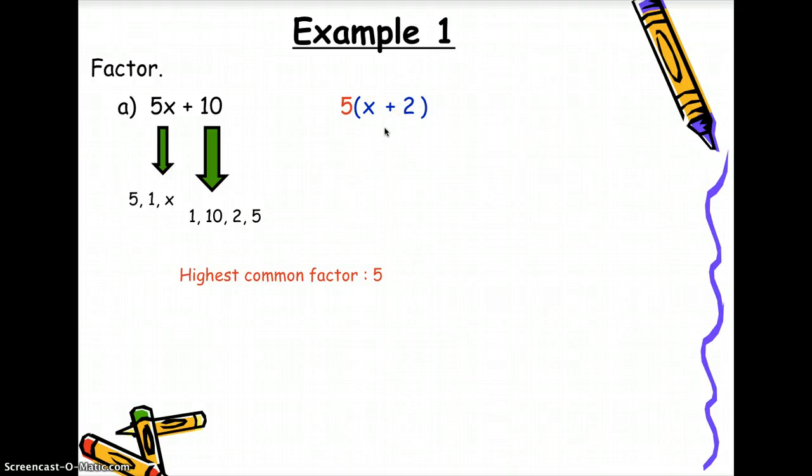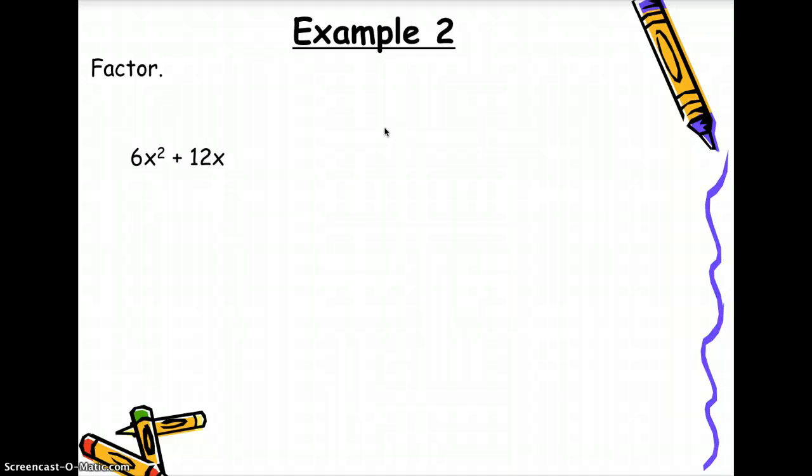Okay, let's have another example. Example 2. You have 6x squared plus 12x. Let's look at the first term first, 6x squared. What are your factors to get 6x squared? We can have 1 and 6 for 1 times 6, which will give you 6. You can also have 2 and 3 because 2 times 3 is 6.